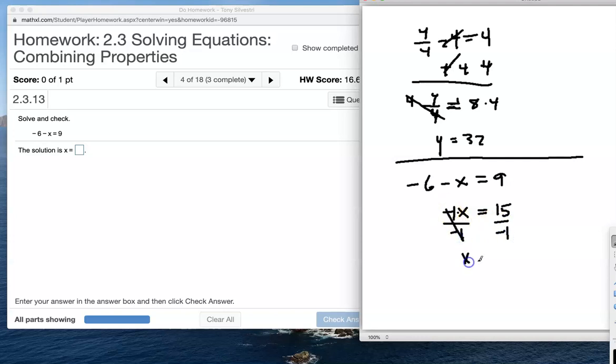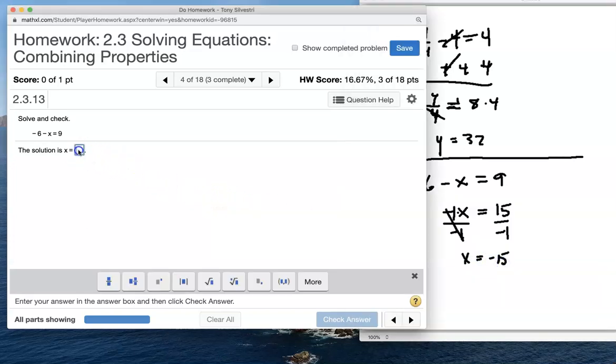Cancels. Nice plain x. 15 divided by minus 1 is negative 15. Negative 15 is your answer for that problem right there.